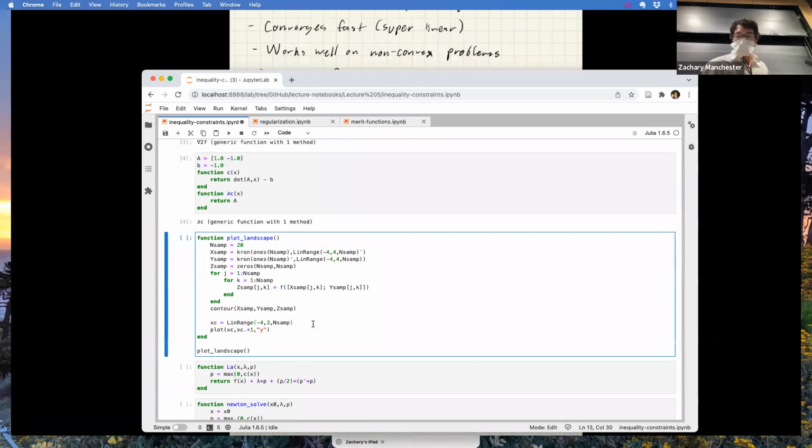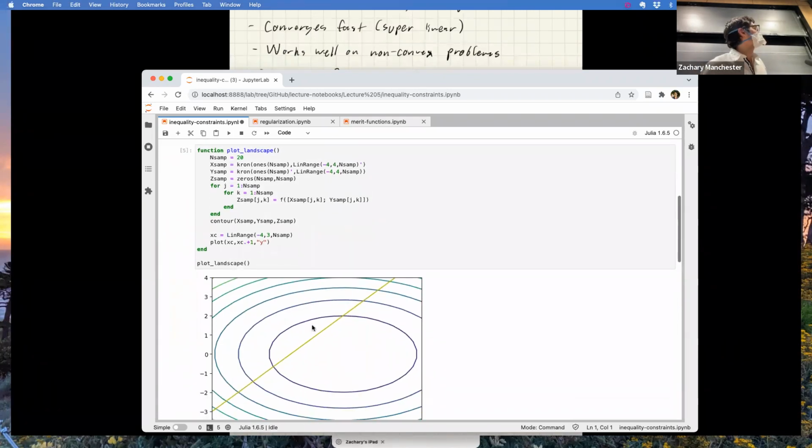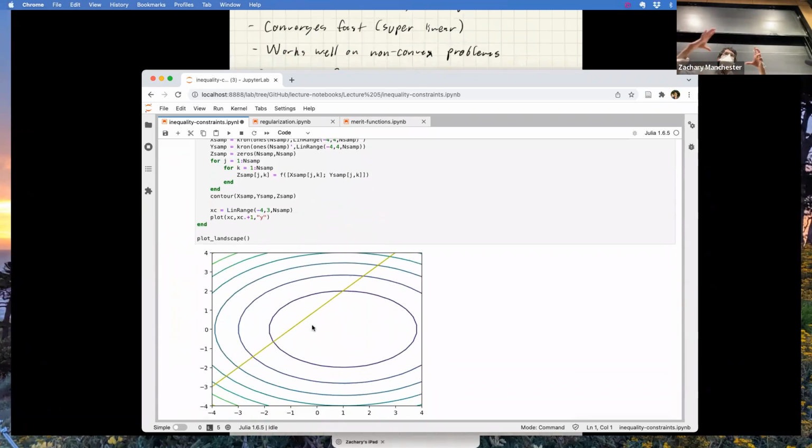So this is the landscape picture that we did before. Level sets of the cost function, and then that line is the linear inequality. In this picture, the inequality is satisfied when we're up and to the left. The unconstrained minimum would be in the middle of those level sets, but the linear constraint is going to hold us up and to the left. So we can't actually get there, right?